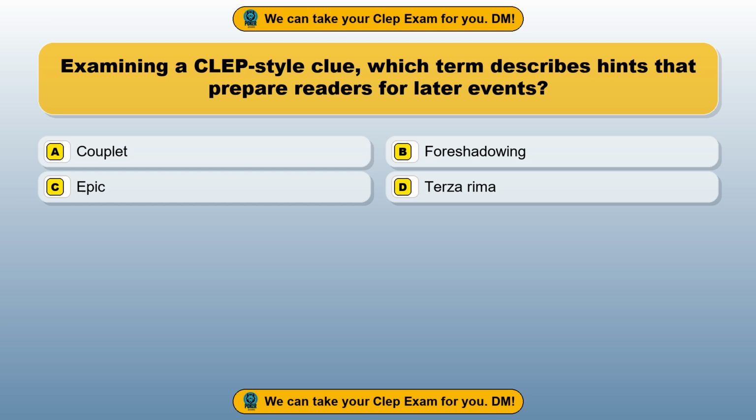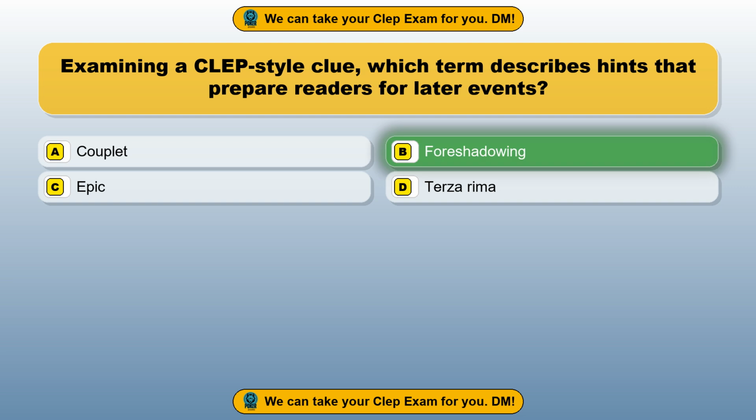Question 51. Examining a CLEP-style clue, which term describes hints that prepare readers for later events? Option A, couplet. Option B, foreshadowing. Option C, epic. Option D, terza rima. The correct answer is option B, foreshadowing.